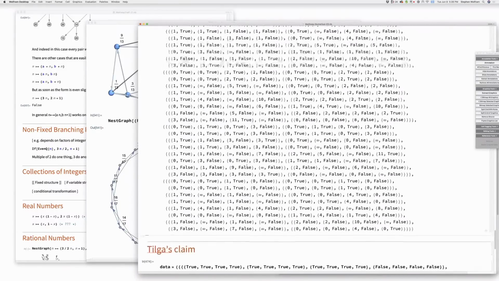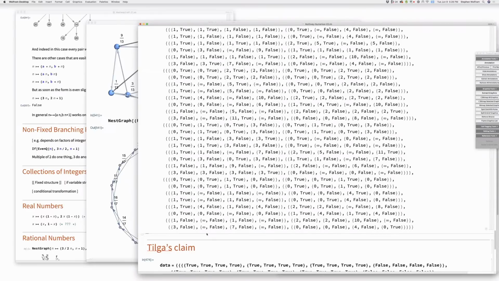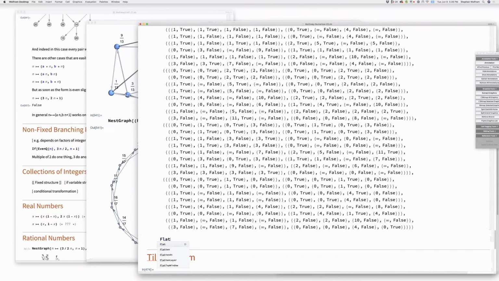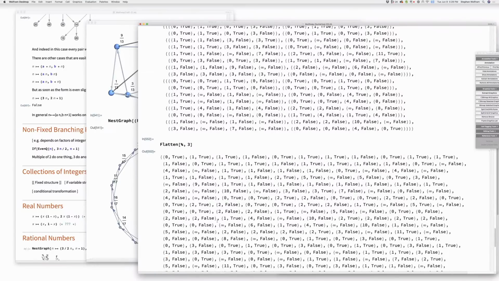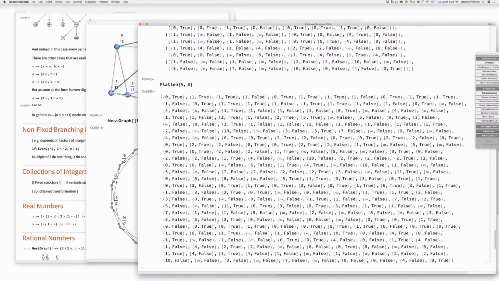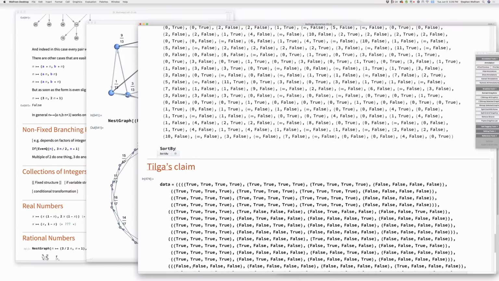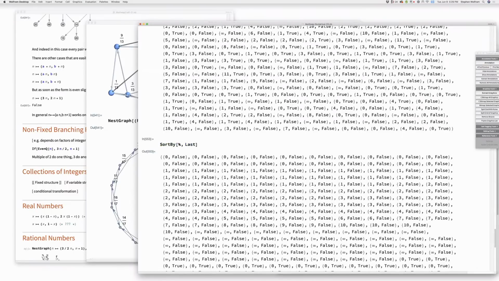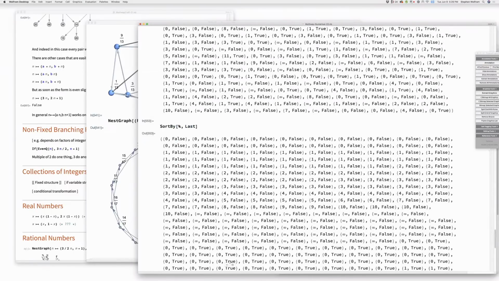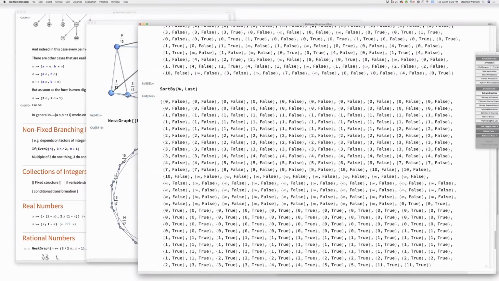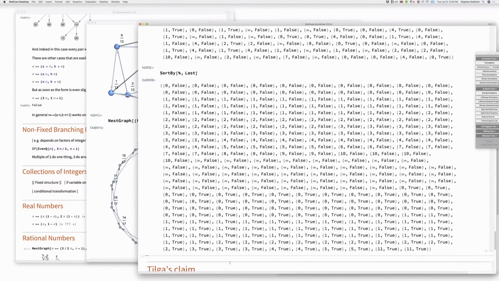So let's take these and let's just flatten them all out. Flatten to level 3, I reckon. Okay. All right. So now, what do we want to do here? We want to sort by. Let's go ahead and sort by the falses and sort by the trues. Okay. I'm sorry, Jonathan. Your claim is not looking very convincing.